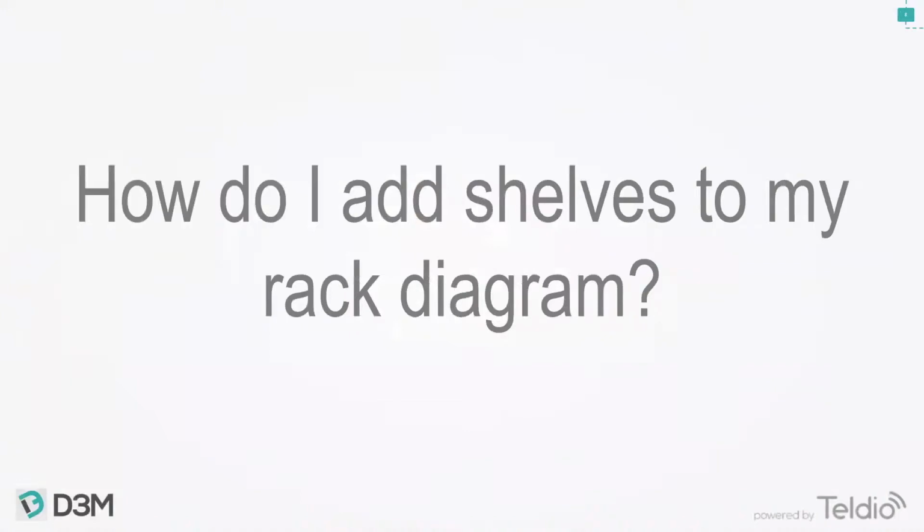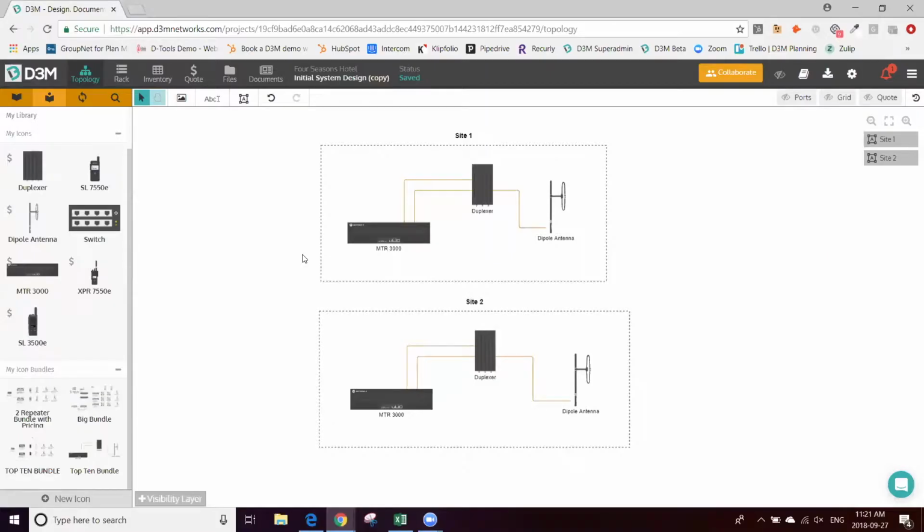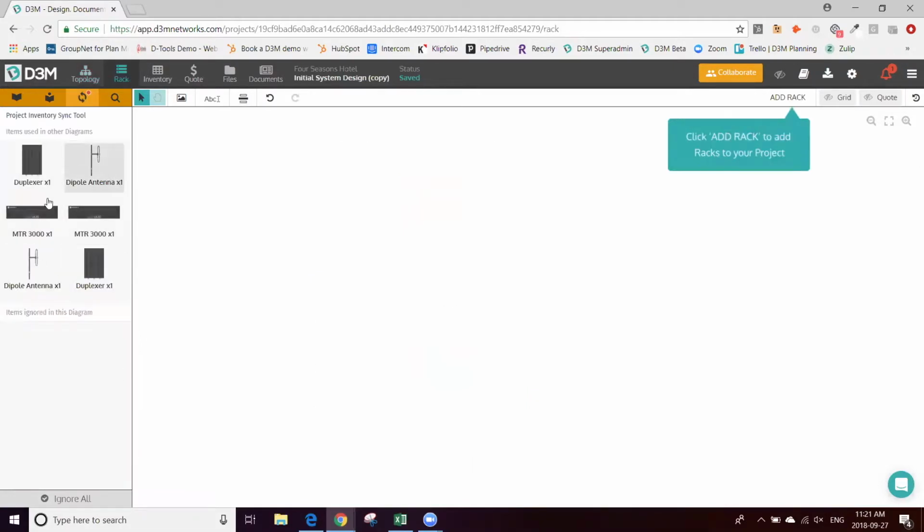How do I add shelves to my rack diagram? Okay, so we'll have a quick look at the rack and we'll see how that works. The answer is quite simple, really. We have here some things in our topology diagram. Let's just jump over to our rack diagram, and we'll see that those same devices from the topology are here, ready to go into a rack.